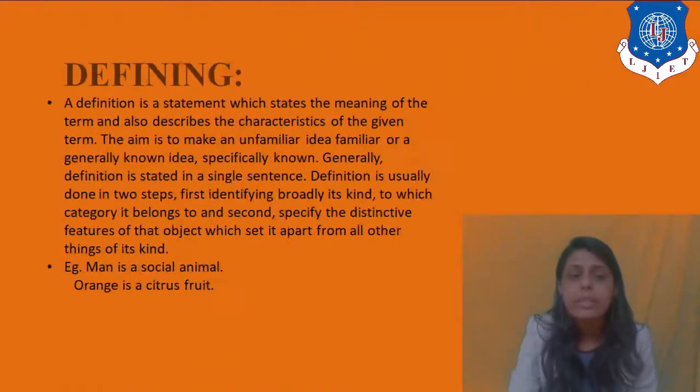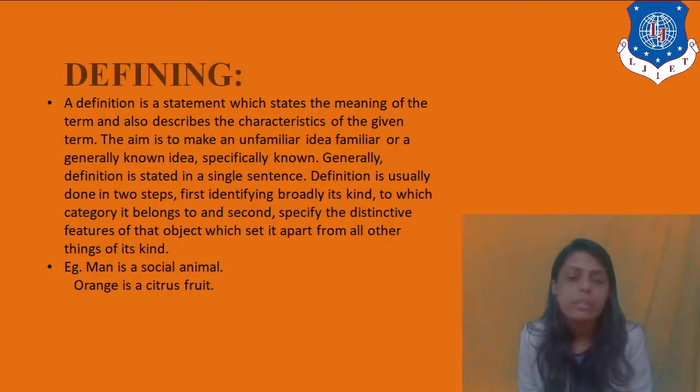So you classify, describe, define, right? You know that defining is when you give definition. So defining style of writing is what? When you give definition to a statement, right? Suppose if I tell you that define a computer, so how will you define that? Define man. So man is a social animal. If I tell you define orange, so orange is a citrus fruit, right?